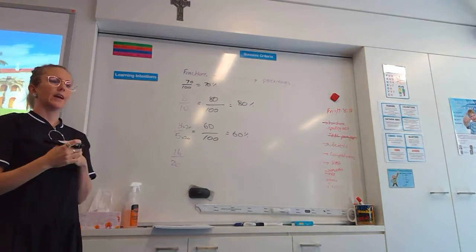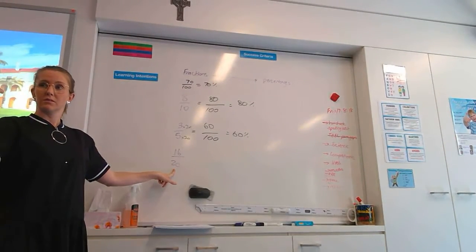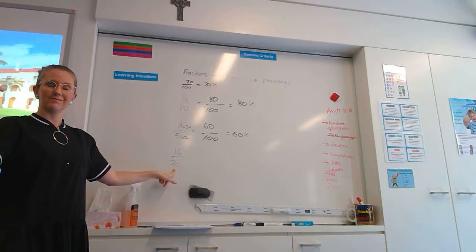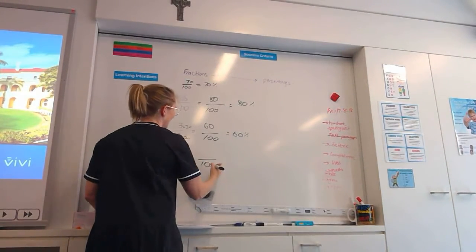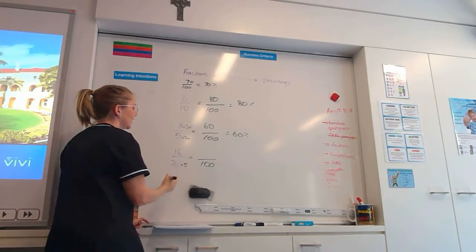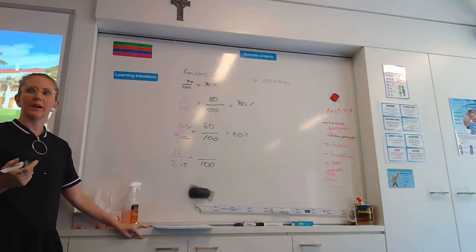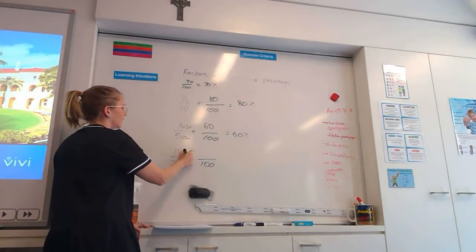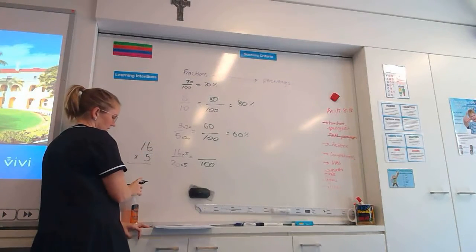Excellent. Okay, how many times does 20 fit into 100? 5. Okay, times 5. Now this one is not as quite as easy to do automatically in your head as the others. 16 times 5. So I would just do a little algorithm over to the side here.